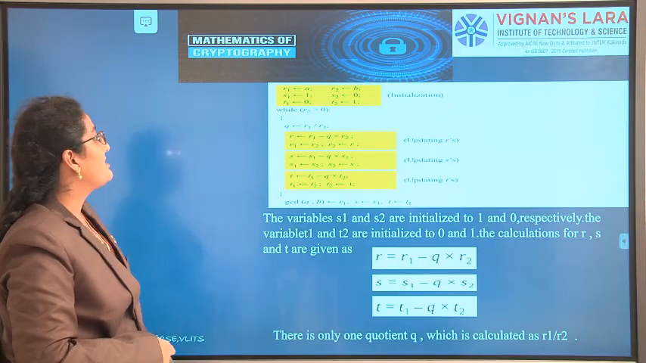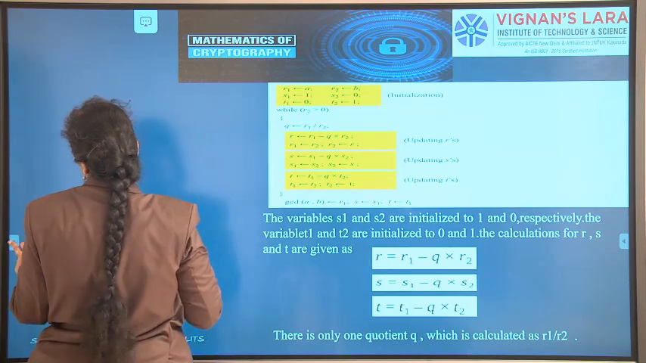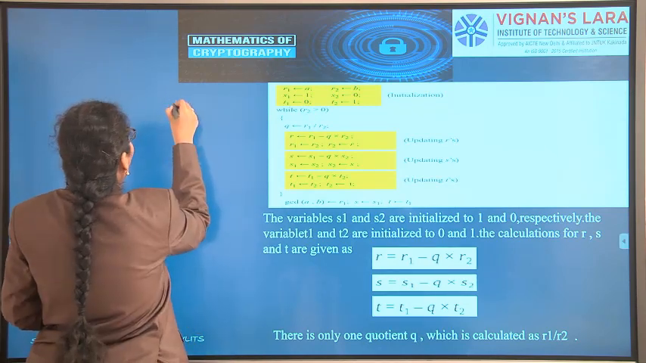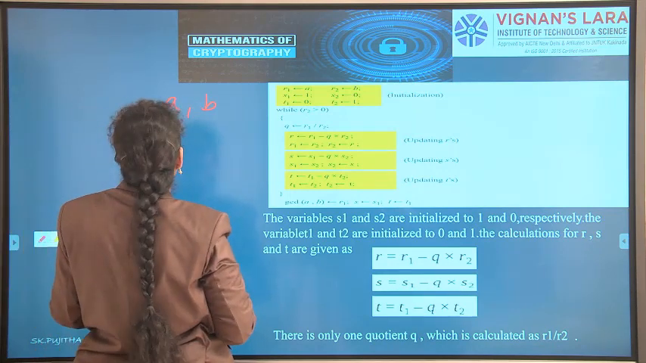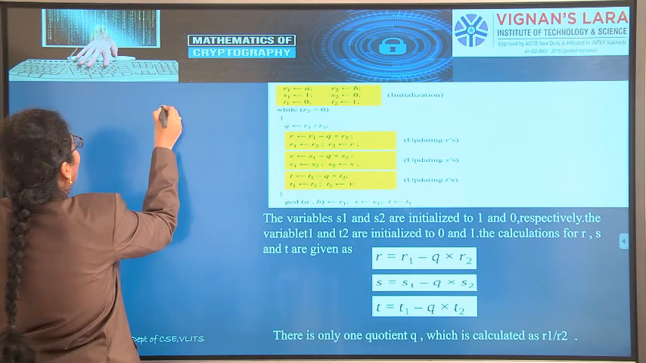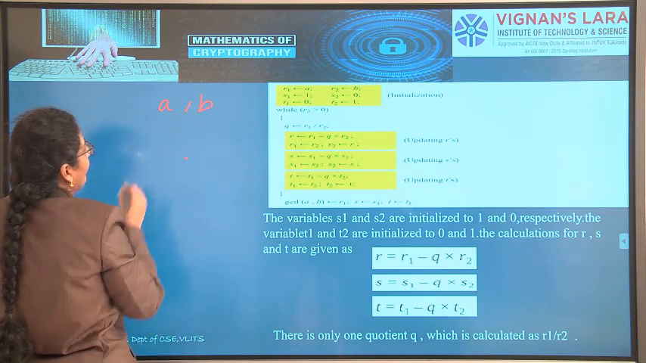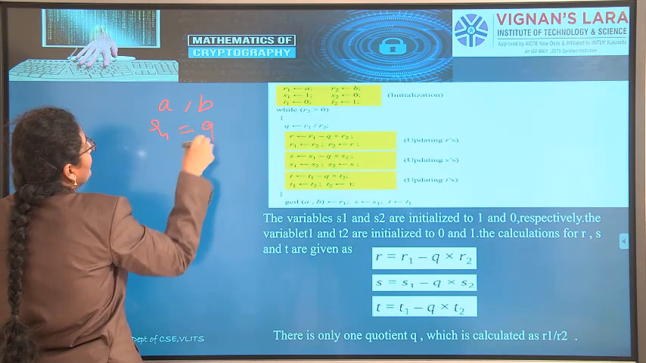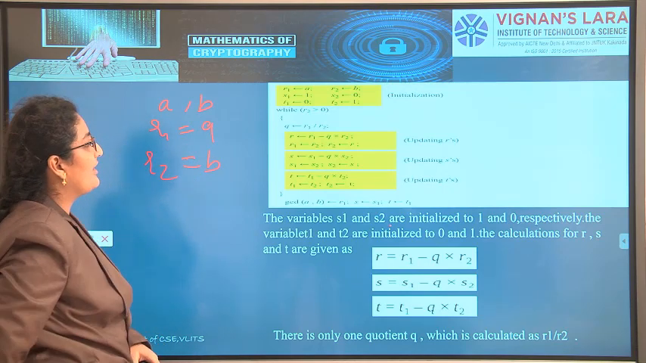See here, you can understand very easily. First you have taken a comma b, two positive integers. r1 equal to a, r2 equal to b. Till here you know it is Euclidean algorithm.